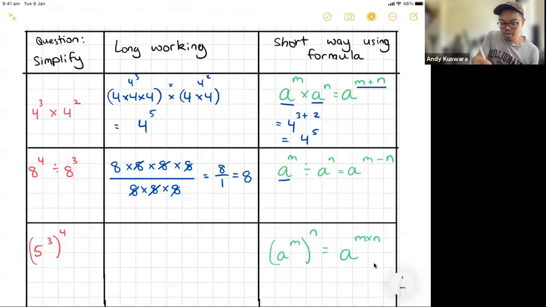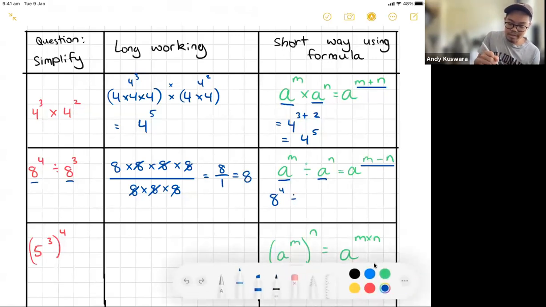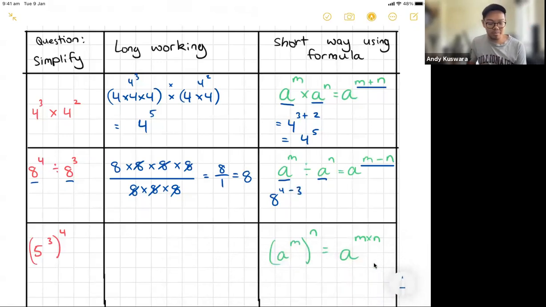Now again, with the shortcut, we just have to make sure that your bases are the same. So I've got 8 and 8. We're good. And then now what I'm going to do is minus the powers from each other. So it'll be 8 to the power of 4, and then minus 3, because I'm just minusing the powers from each other. And so that there would be 8 to the power of 1. And anything to the power of 1 is just itself. So there you go. The answer there is 8. And we got there just as quick, if not even quicker.